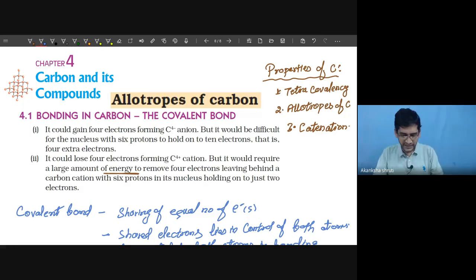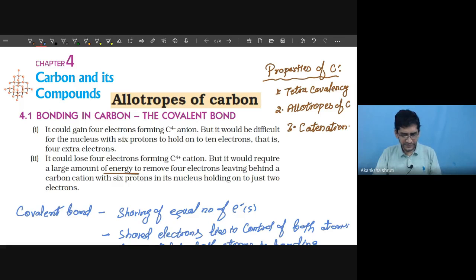Good evening, students. Today we are going to continue with the topic covalent bond, and after that we will start with the other property of carbon like allotropes, catenation. Further, if the time permits, we will discuss isomerism.